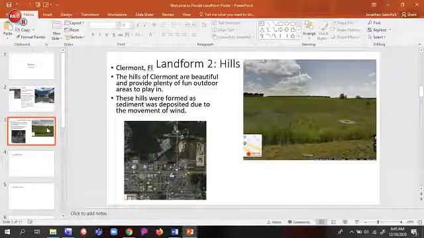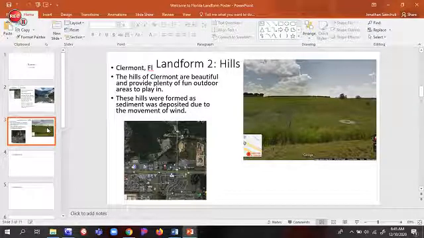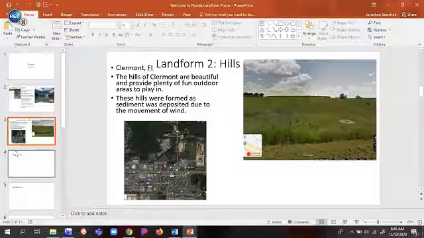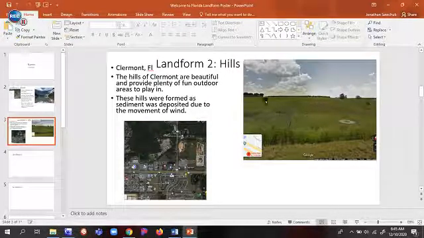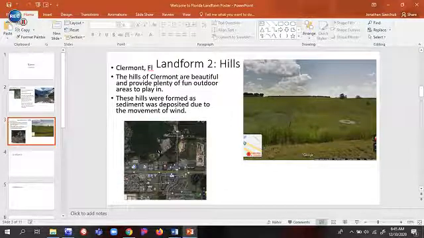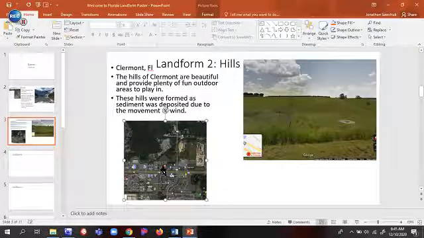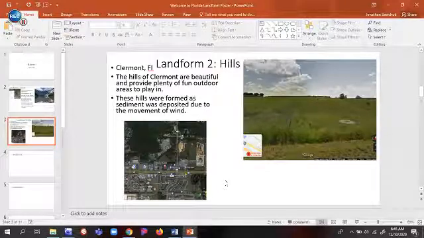we've got landform number 2, hills. This one is in Claremont, Florida. The hills of Claremont are beautiful and provide plenty of fun outdoor areas to play in. These hills were formed as sediment was deposited due to the movement of wind. I know that because there are no glaciers down here in Florida. I did a cool little screenshot from the Google Maps of a hill over in Claremont, as well as a screenshot of the Google Maps of a picture of Claremont.